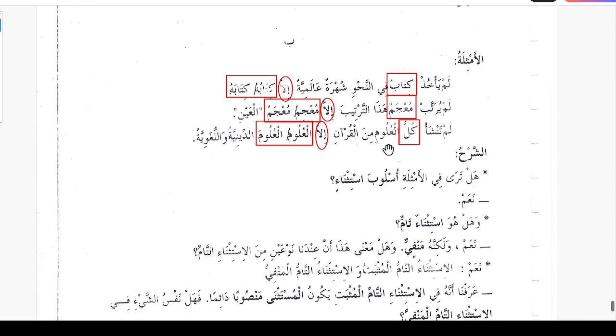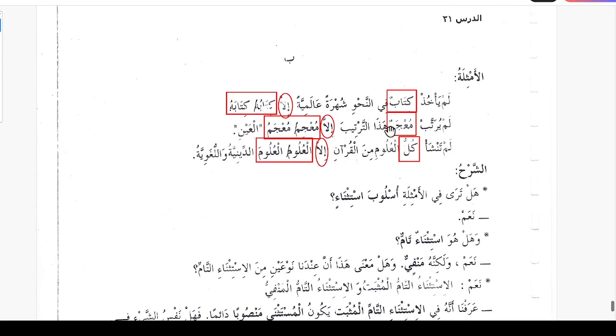Lam tansha kullul ulumil min al-Qur'ani. Not all the sciences have produced or come out from Quran, illa al-ulumu diniyatu wal lugawiyatu, except the religious or the linguistic sciences. Those came out from the Quran, not the other sciences, ulum.